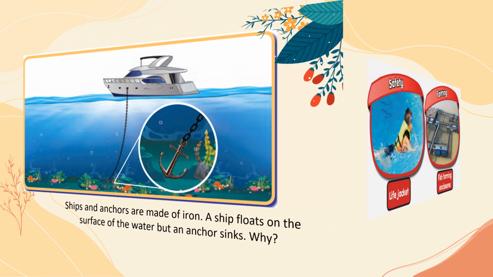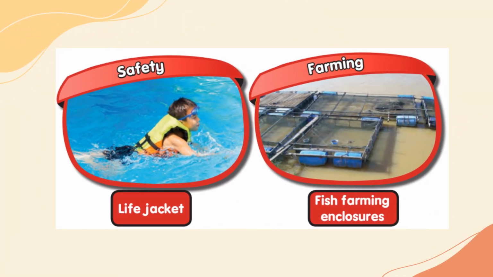How about life jackets and fish farming enclosures? Why are they floating? Because they are less dense than the water.